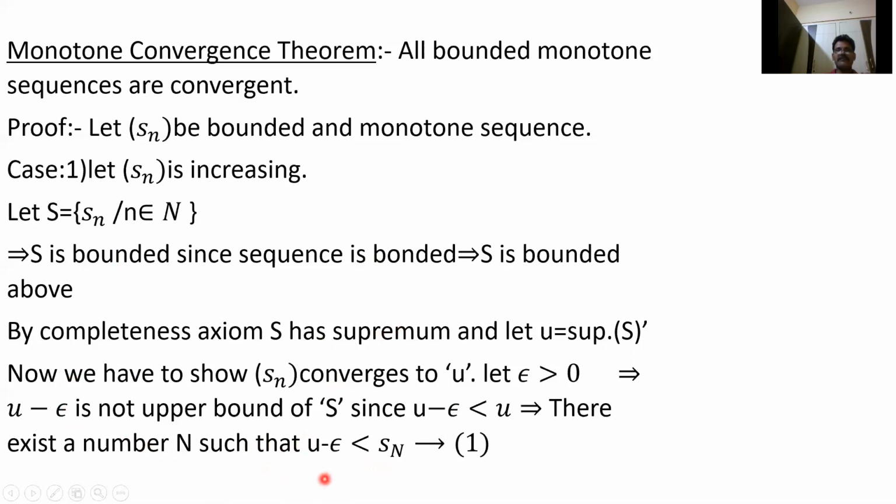If it is an upper bound, what happens? Sn is less than or equal to U minus epsilon. Every number in the set is always less than or equal to U minus epsilon. It is not an upper bound means there exists a number N such that U minus epsilon is less than SN. In other words, there exists an element in the set S, a term of the sequence, such that U minus epsilon is less than SN. That's why I have written there exists a number N such that U minus epsilon is less than SN.